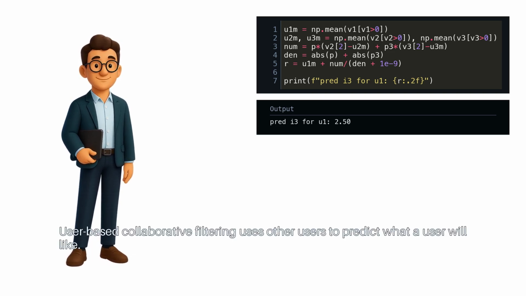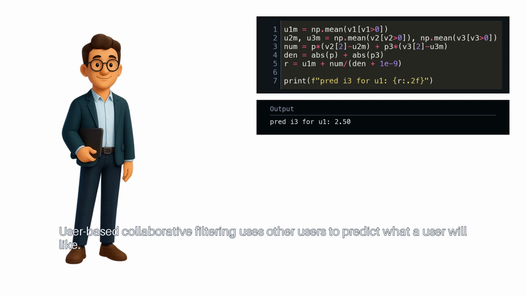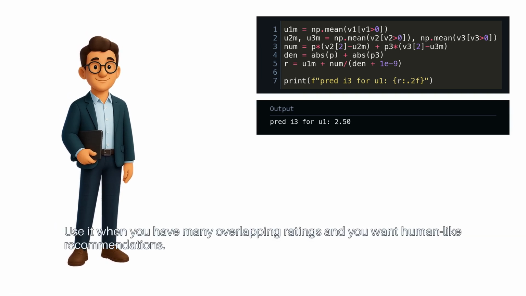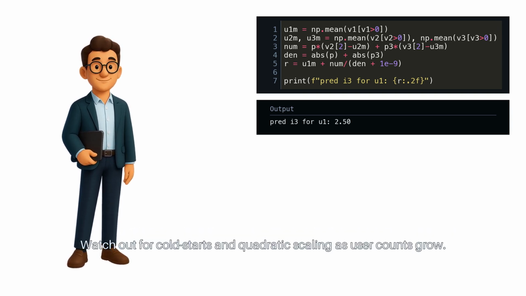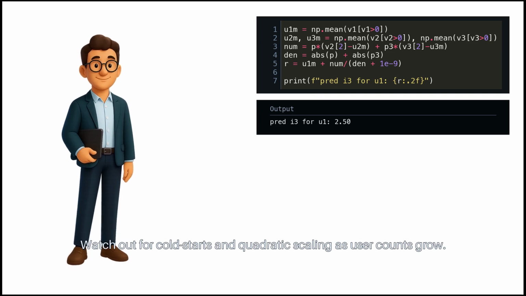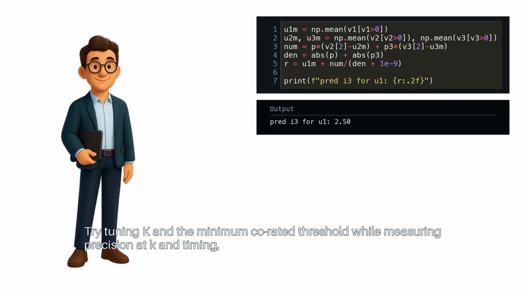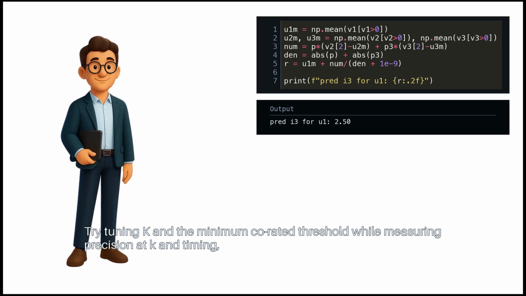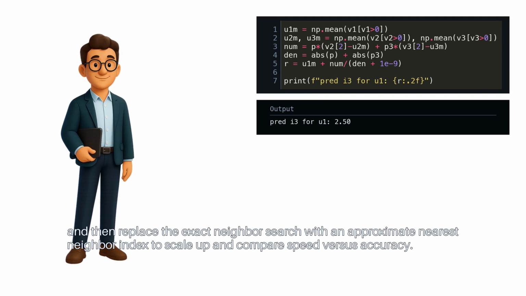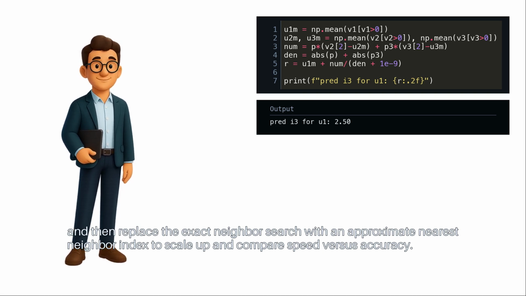Recap. User-based collaborative filtering uses other users to predict what a user will like. Use it when you have many overlapping ratings and you want human-like recommendations. Watch out for cold starts and quadratic scaling as user counts grow. Next step, try tuning K and the minimum co-rated threshold while measuring precision at K and timing. And then, replace the exact neighbor search with an approximate nearest neighbor index to scale up and compare speed versus accuracy.